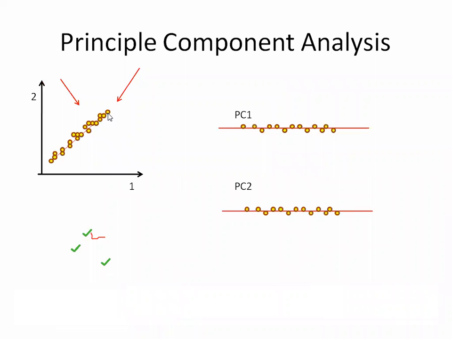Now, what is principal component analysis? We have to reduce the dimension attributes. Now, what are the dimensions? This is the first dimension and this is the second dimension. The first dimension is in the form of the x-axis and the second dimension in the form of the y-axis.